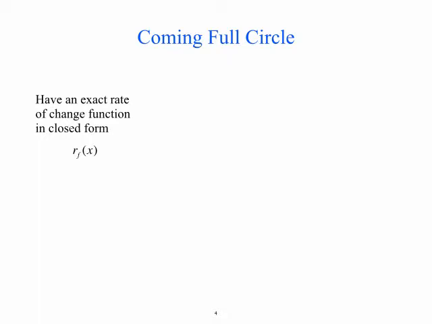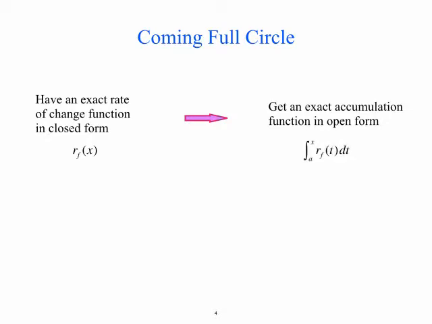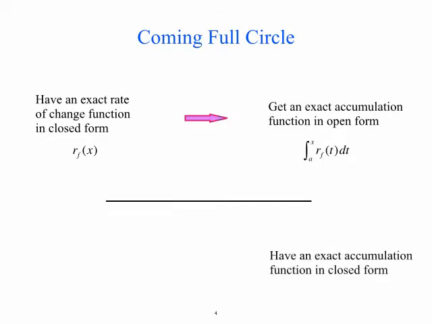So this is the full circle, right? At the very beginning of the semester, if we had a rate of change function in closed form, then we were able to get an exact accumulation function through that whole process of creating the approximate step rate of change, to get the piecewise linear approximate accumulation, and then let delta x get really small to give us the exact accumulation, right? So that was the first step in our journey, okay? And we ended up building up this integral notation to talk about that, okay?